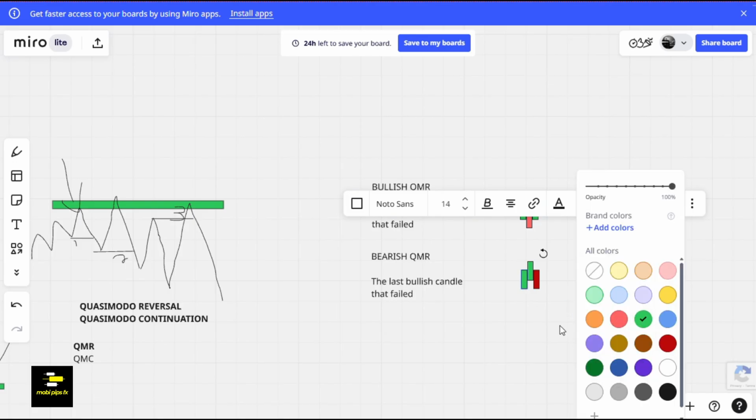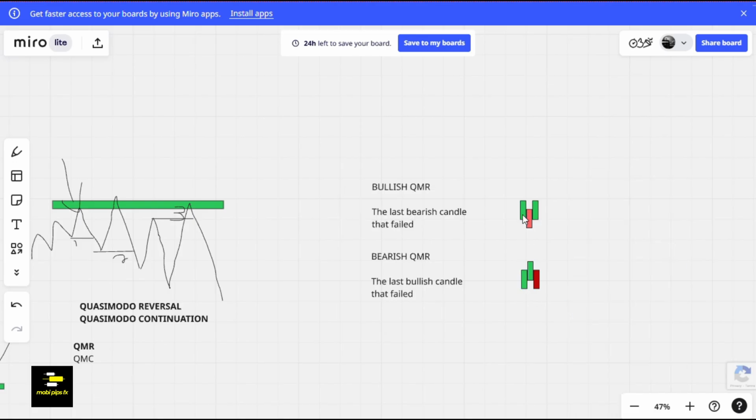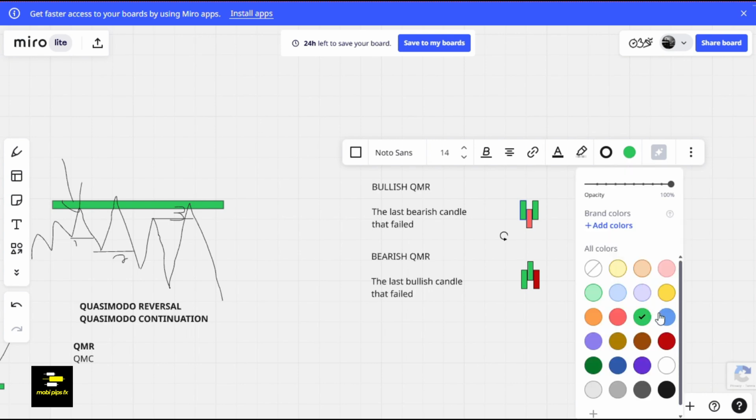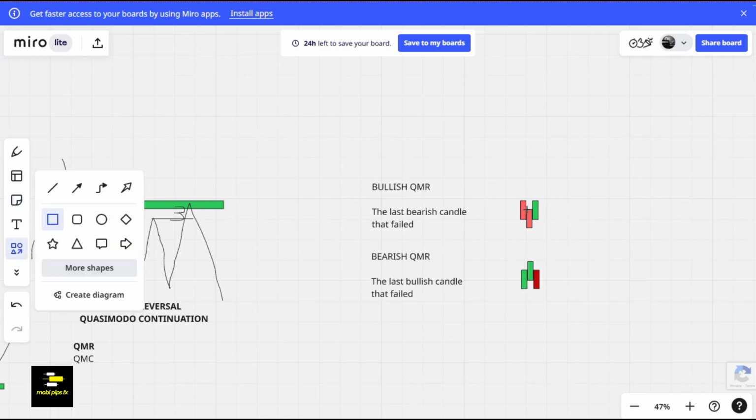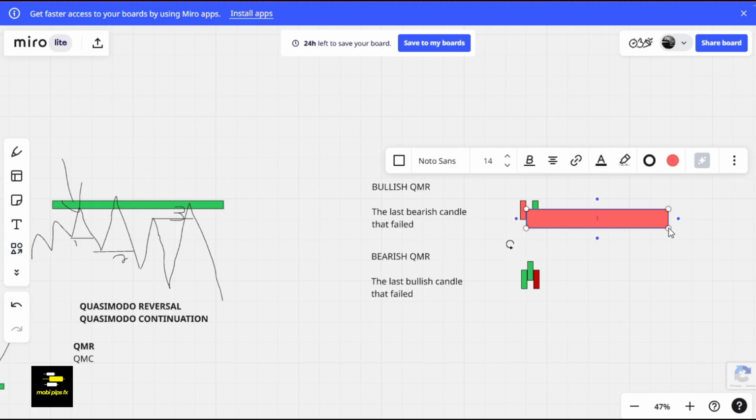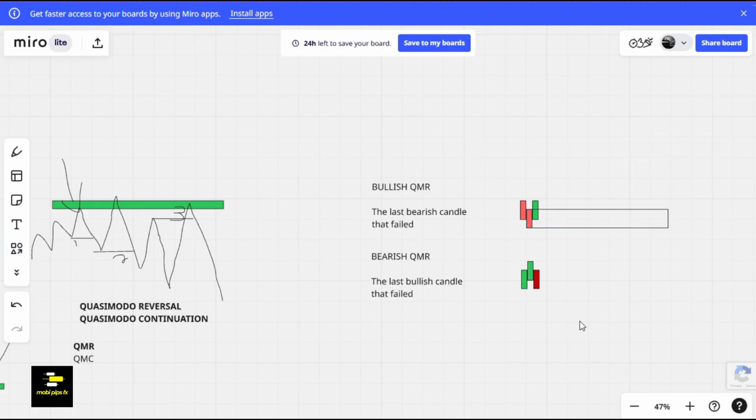This is green. Yes, so what is our rule saying? When it is a bullish QMR, we are looking for the last bearish candle that failed. So we will mark this. That's the last bearish candle that failed. Why? What is going to happen here?